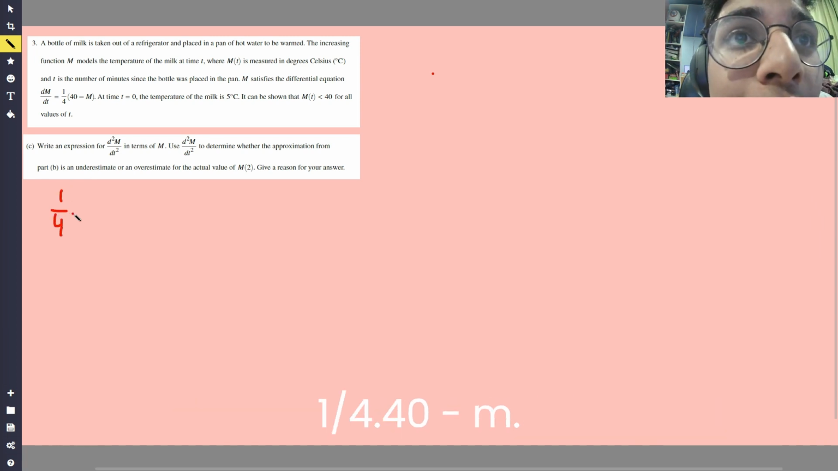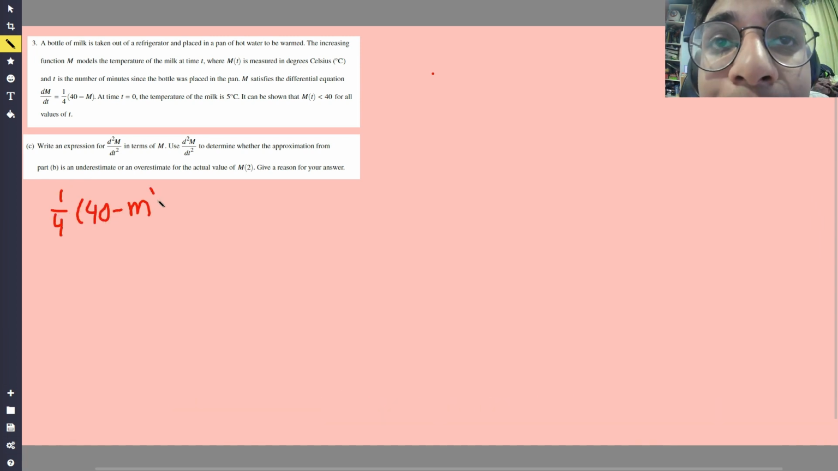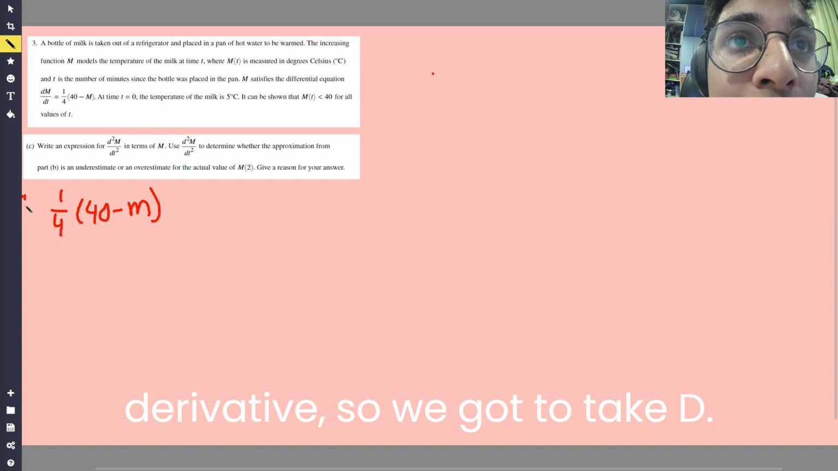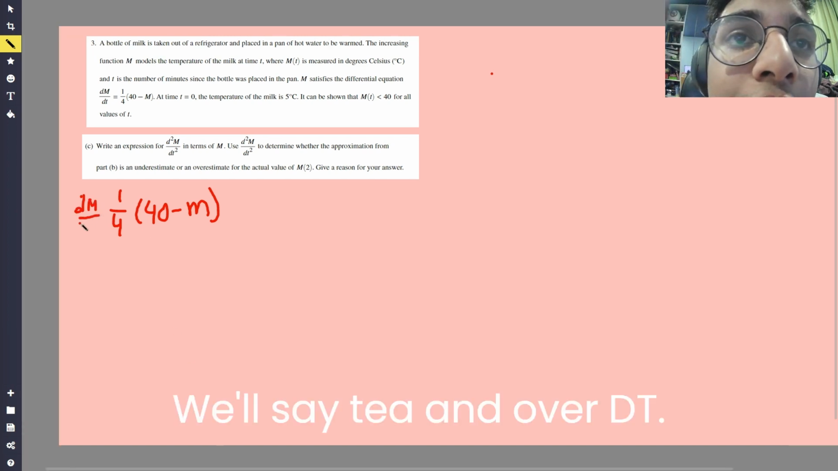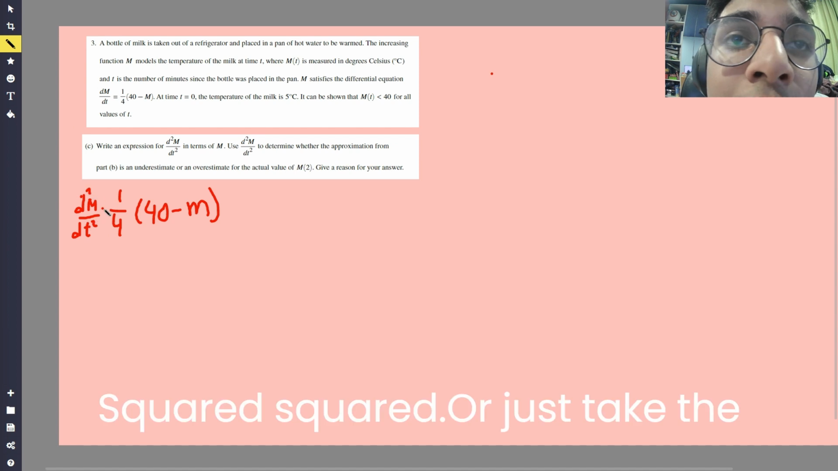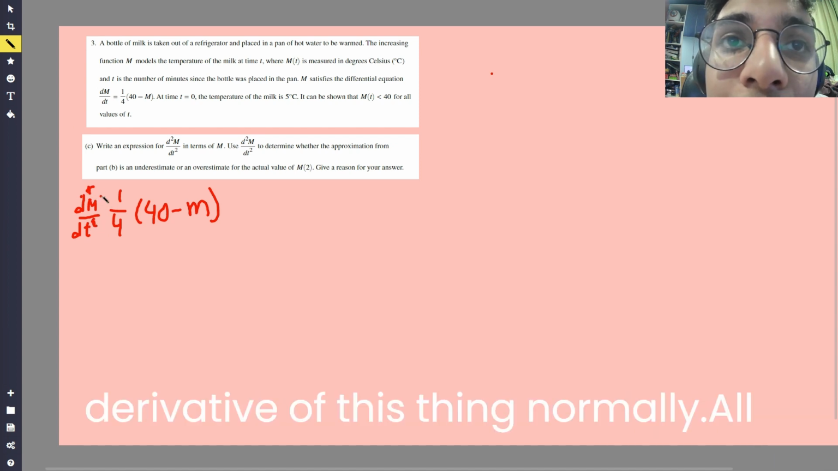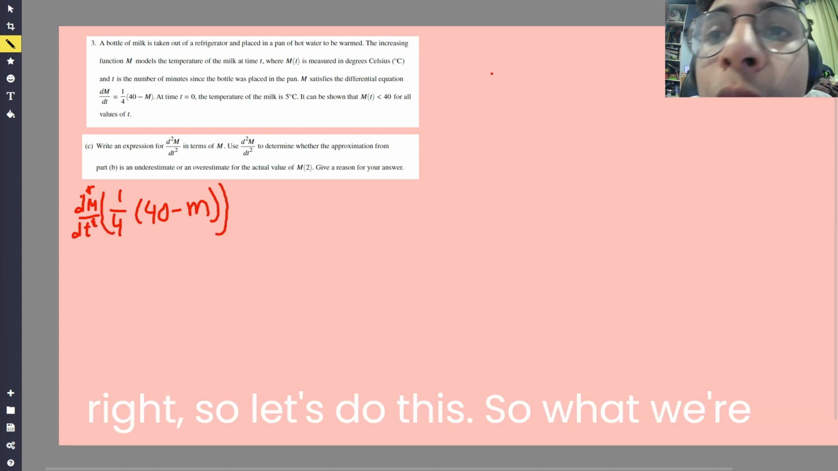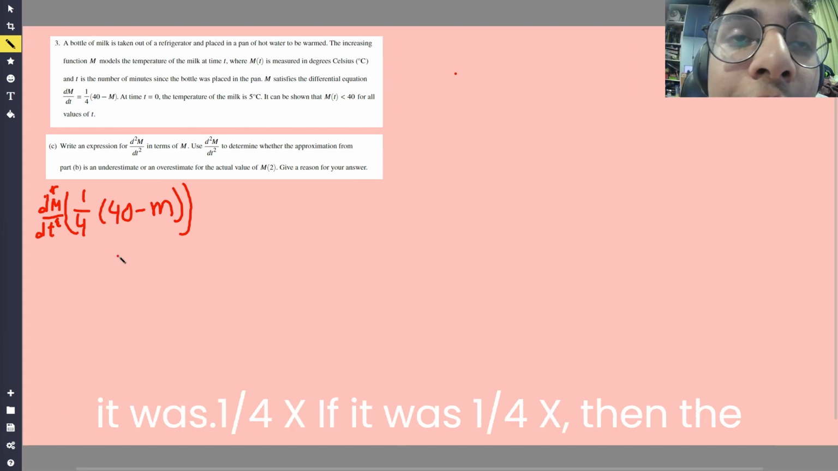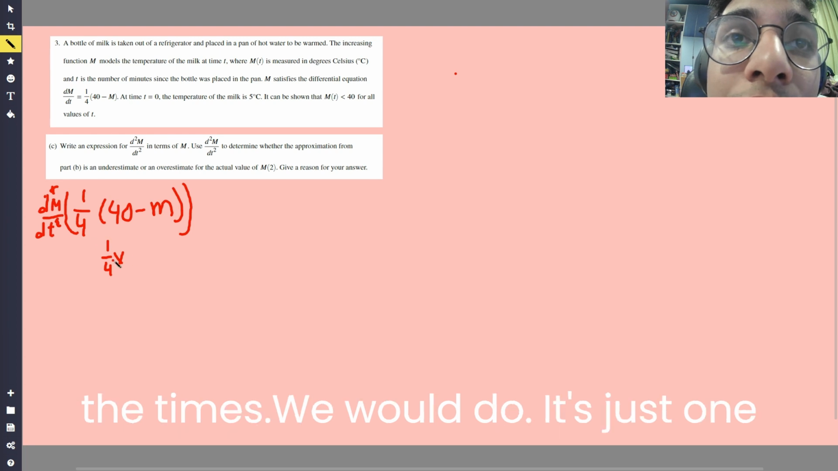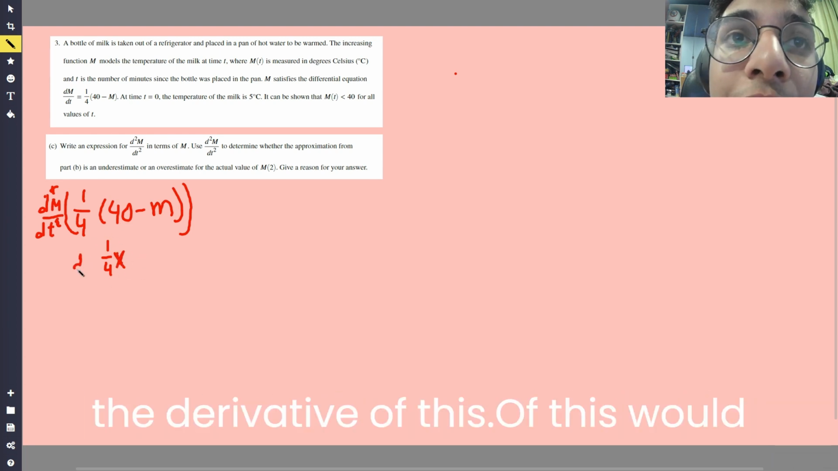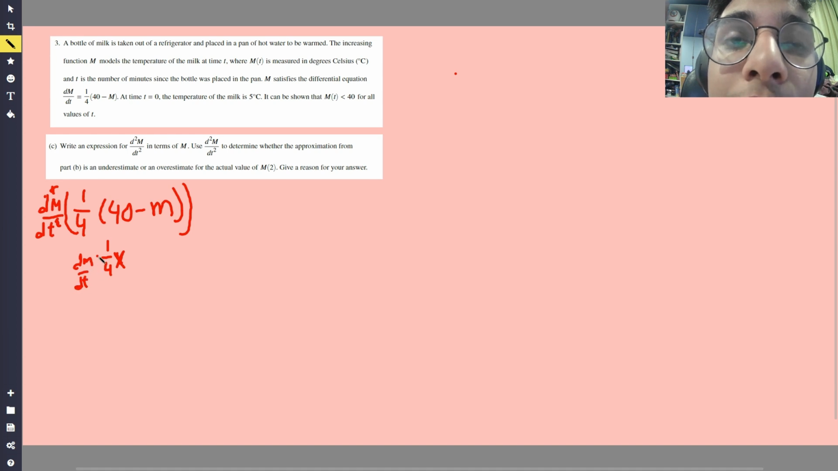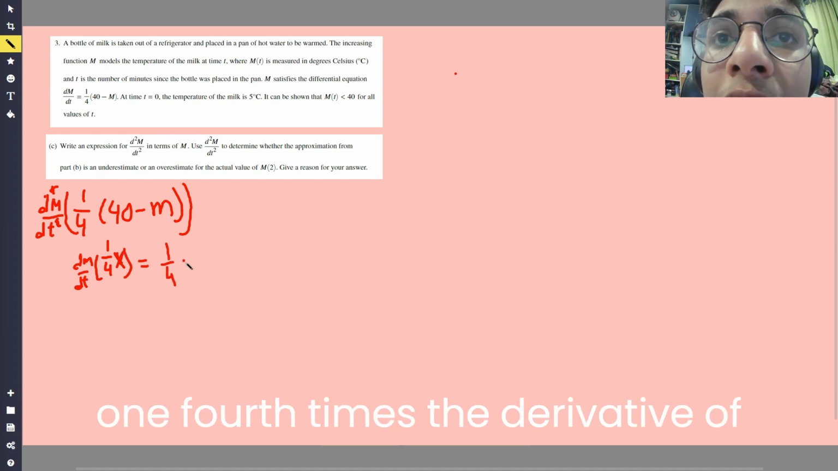So let's take the previous one, 1/4 (40 minus m), and now we just have to take the second derivative. So we're going to take d squared m over dt squared, or just take the derivative of this thing normally. All right, so let's do this. What we're going to do first is treat it as if it was 1/4 x. If it was 1/4 x, then we would just have 1/4 times the derivative of x.